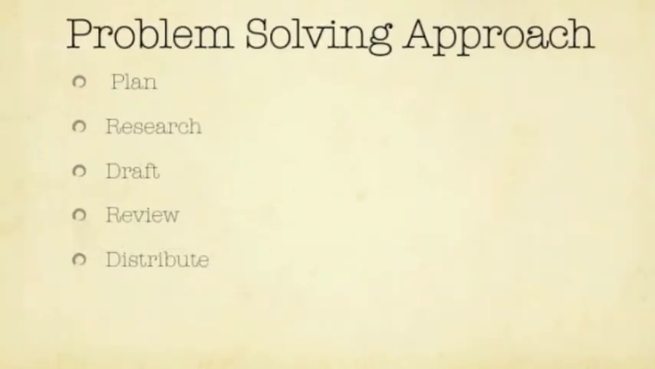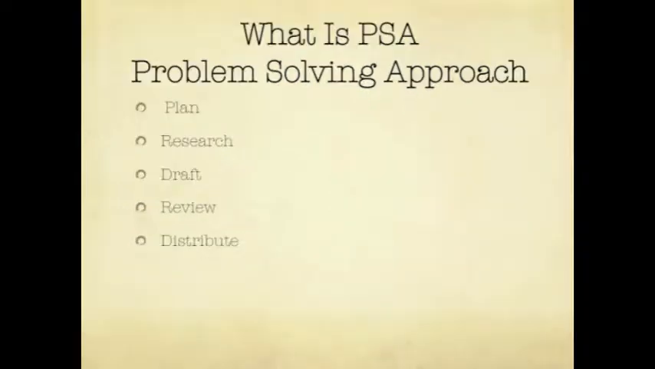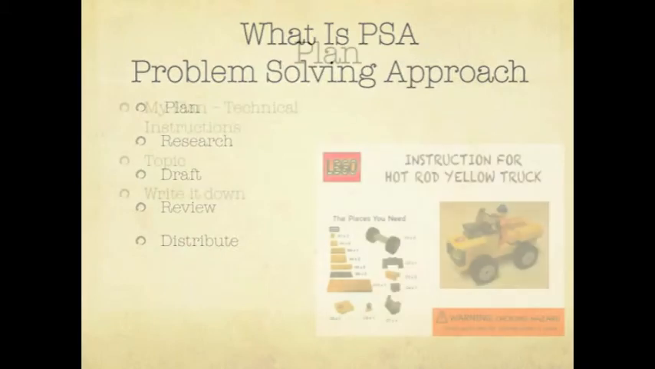What is PSA? PSA is the problem-solving approach to writing. PSA covers every portion of how to create and develop a good piece of writing. The steps include plan, research, draft, review, and distribute. These steps cause a writer to think about all the problems that could occur during the writing process.